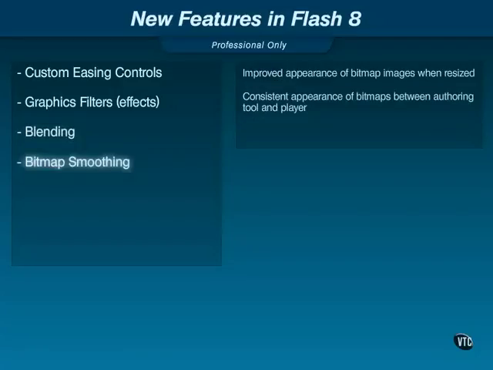Next, we have bitmap smoothing. This improves the appearance of bitmap images when we resize them. In the past, when we resized bitmap images to either very large or very small, they would appear a bit distorted. This improves that. And it also improves the consistency of the appearance of bitmaps between the authoring tool and the player. That is, what you see when you're authoring your movie is going to be a lot more like what you'll see in an exported version.